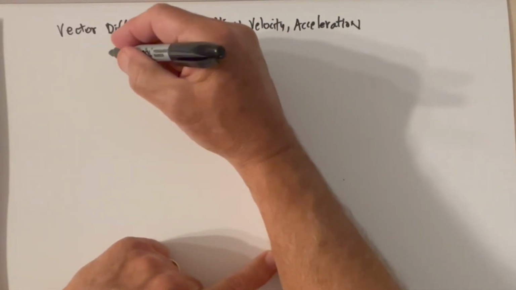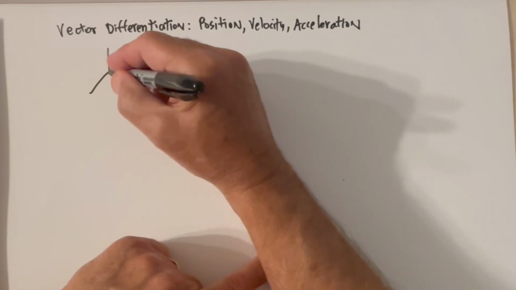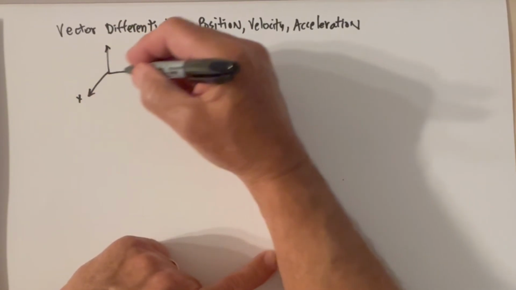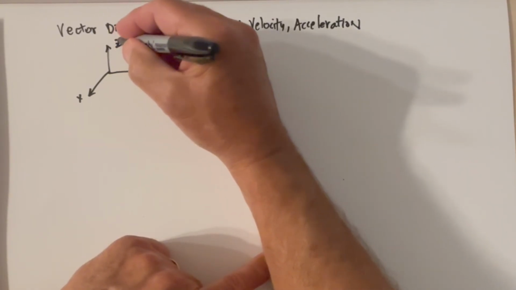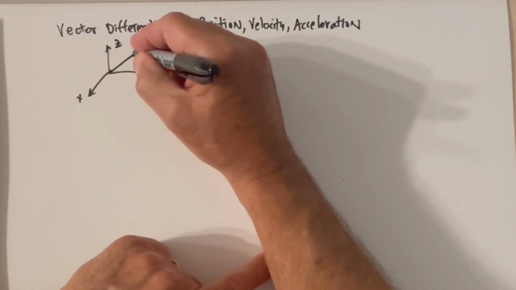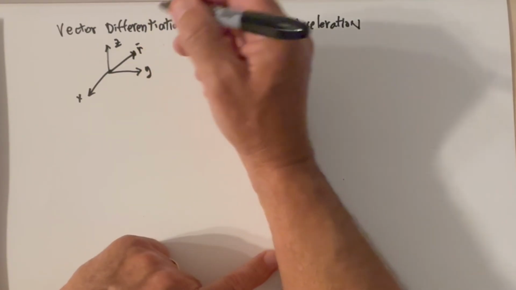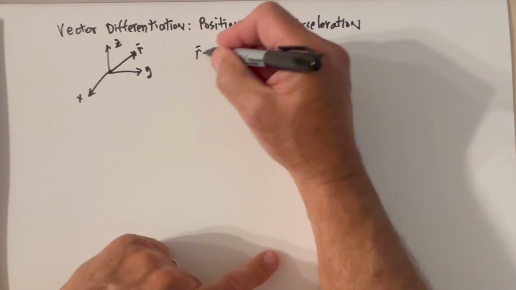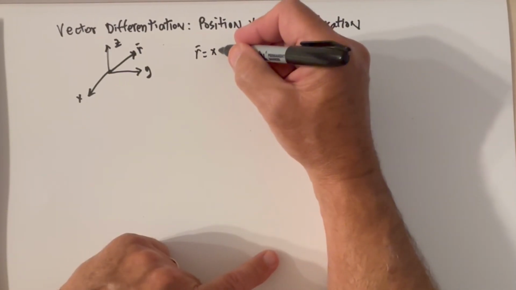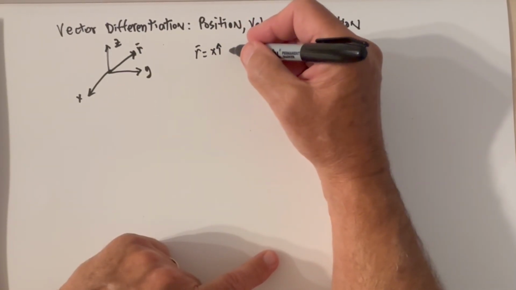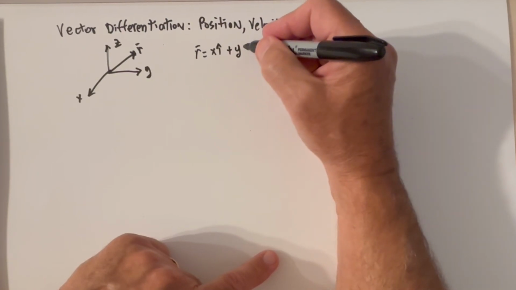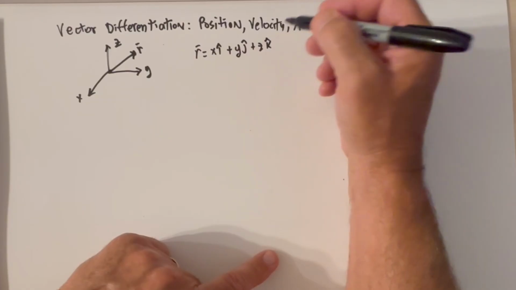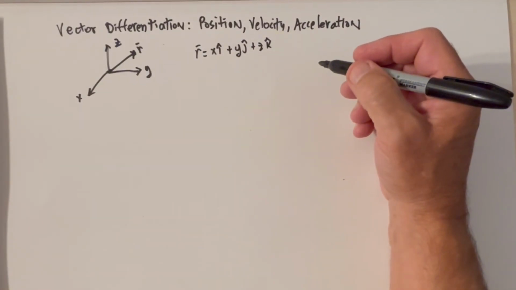So first of all, we're going to start with our basic position vector here, in the XYZ coordinate system. X-axis, Y-axis, Z-axis, and there's a random position vector r. That position vector is going to be defined by the x component in the i direction, that's a unit vector, plus the y component in the j direction, plus the z component in the k direction. So that's written in terms of unit vectors.